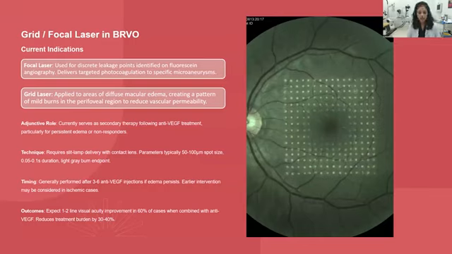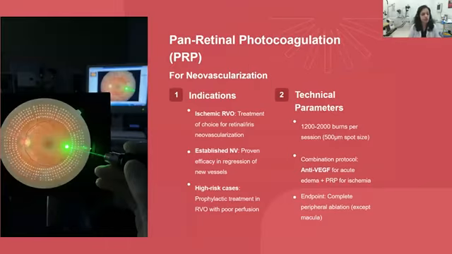So any ischemic RVO, it's a treatment of choice when you see retinal or iris neovascularization or neovascularization of the angle, and an established NV proven efficacy in regression of the new vessels. So prophylactic treatment was not recommended by CVOS, but in RVOs, of late, there are many studies, especially in BRVO, where there's very, very poor perfusion. You can do sectoral PRP in these cases, just to prevent occurrence of retinal neovascularization. But routinely, it is only done when you already see the neovascularization has developed.